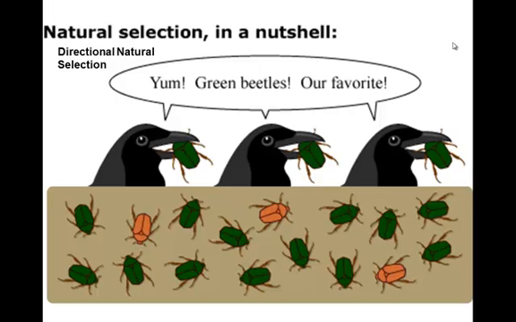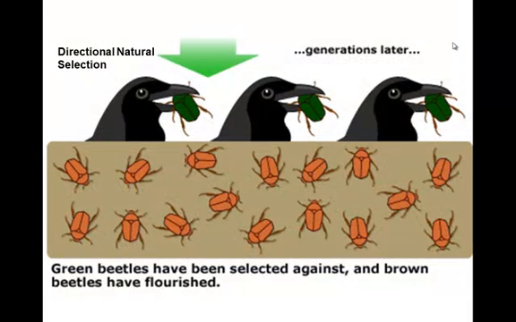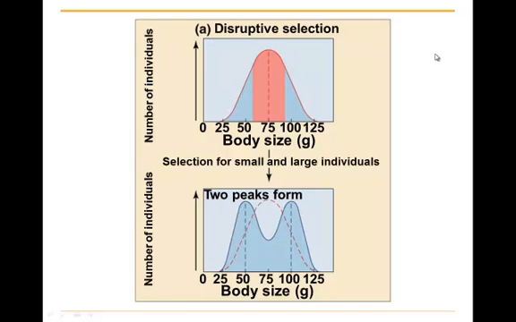And this is directional selection. Okay. And so generations later, we see fewer green beetles, and pretty soon most of the green ones are gone, and the brown beetles have proliferated, if you will. So let's look at a third manifestation of natural selection. This is called disruptive selection.